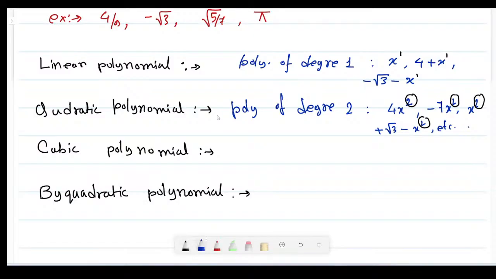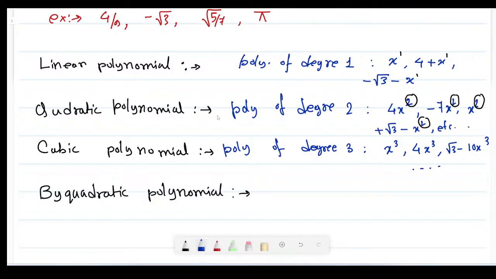So cubic polynomials means polynomials of degree 3, like x to the power 3 also, 4x to the power 3, it may be root over 3 minus 10x to the power 3, and so on. So you can see in all the expressions the highest degree is 3, like this.